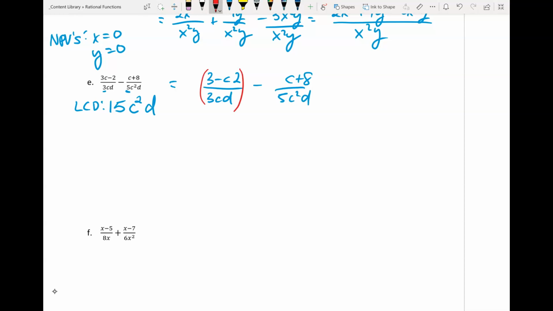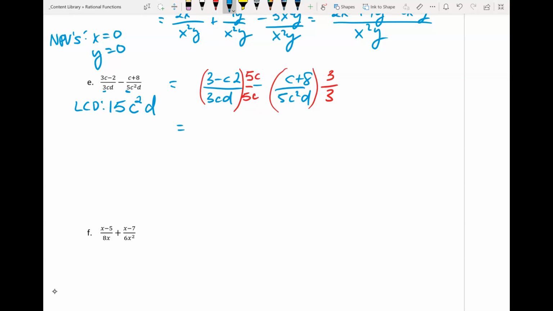Okay, so for our first rational, in order to get 15c squared d, I'm going to need to multiply top and bottom by 5 to get 15, and also a c to get c squared. For our next rational, I'm going to need to multiply by just 3, top and bottom. It already has c squared d in the denominator.